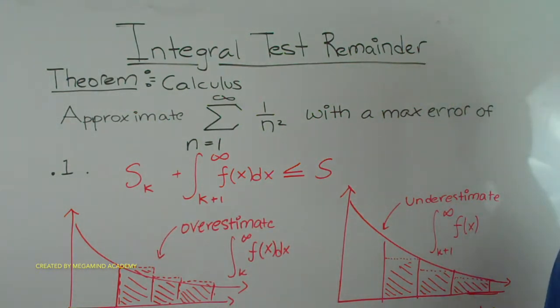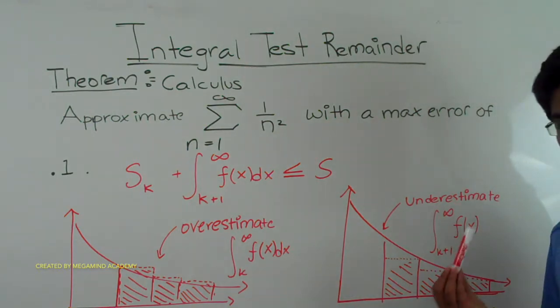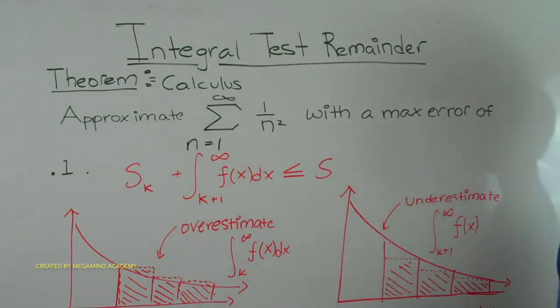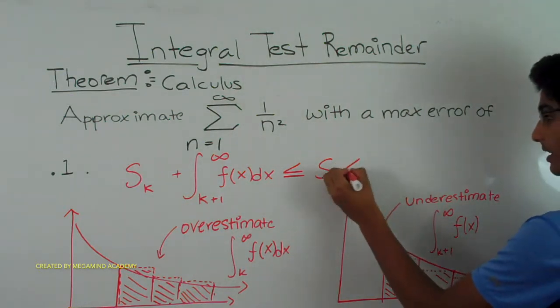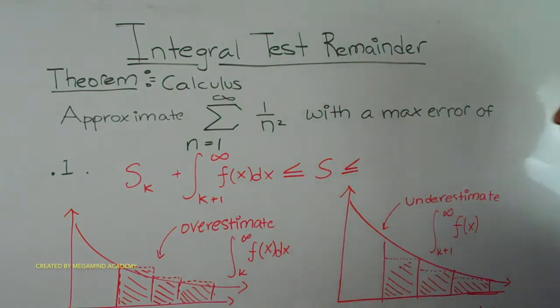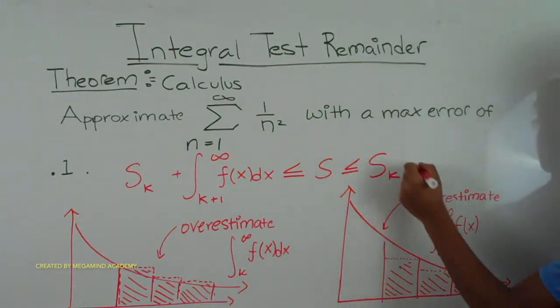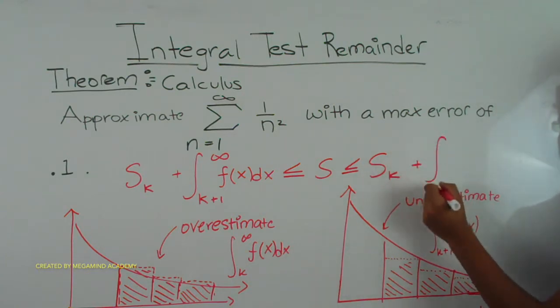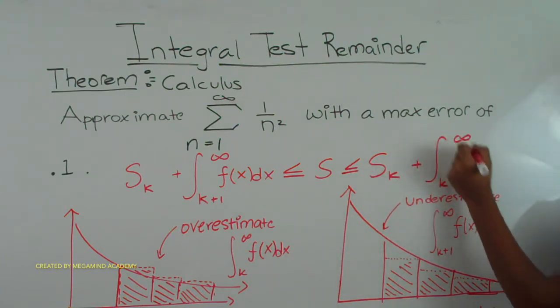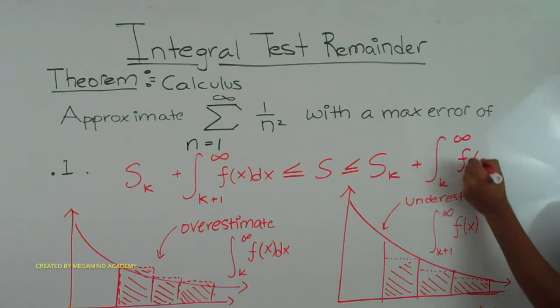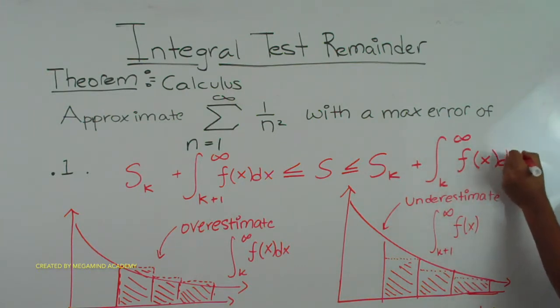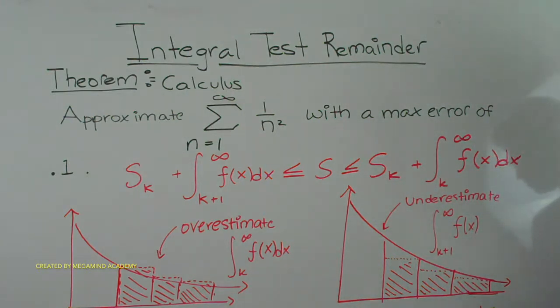So basically, what we're saying is this underestimate will be less than or equal to s, which is the sum of this series here. Now s will be less than or equal to the overestimate. s will be less than or equal to s sub k plus the integral from k to infinity of f of x dx. And so it's easier to see now.